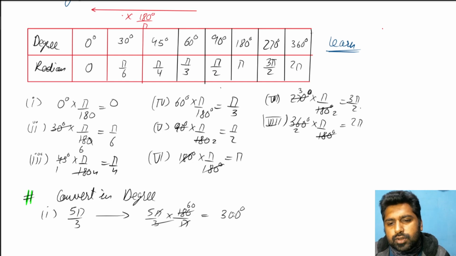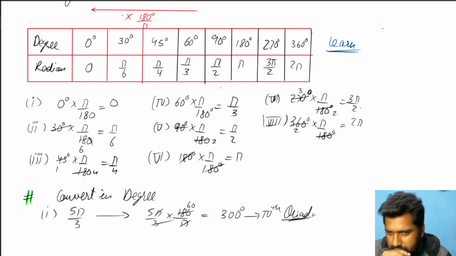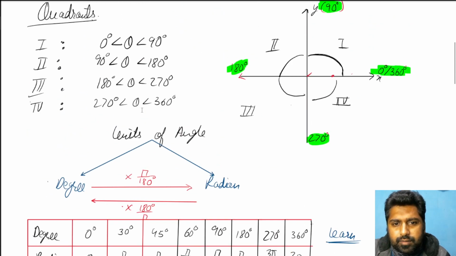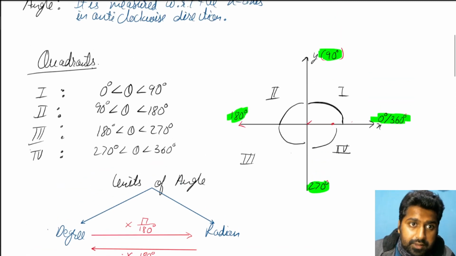So okay, more than 270, less than 360. So this is basically the fourth quadrant. He's talking about a fourth quadrant angle. Identification of the quadrant is also very important. That's why I gave you this. By looking at any angle in degree, you should know in which quadrant it is.